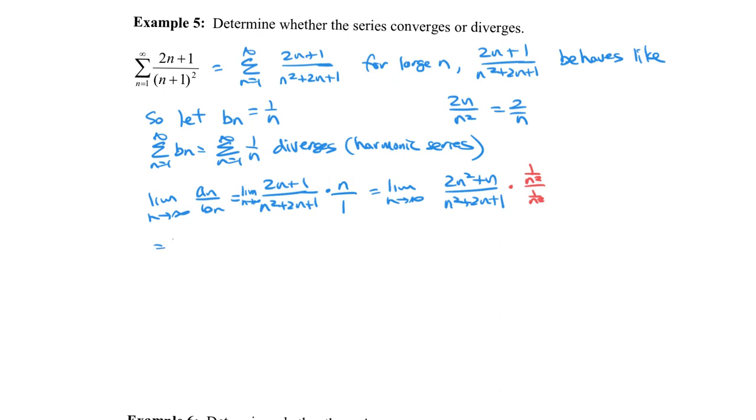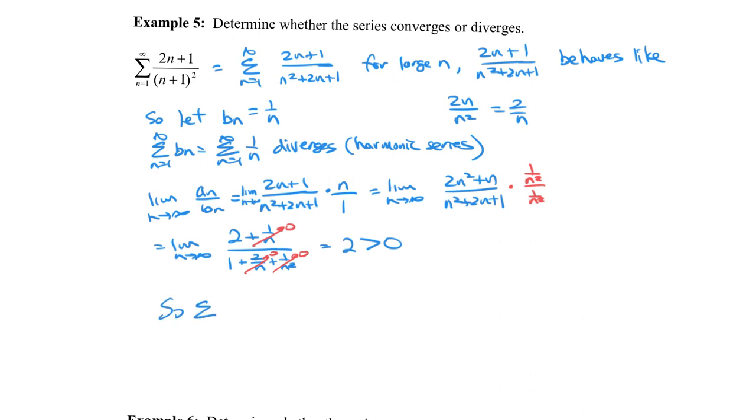So this will give us the limit as n approaches infinity. And we'll get, let's see, 2 plus 1 over n on the top, and on the bottom we get 1 plus 2 over n plus 1 over n squared. Okay, so now we take the limit. And basically all of these terms are going to go to 0, right? These will all go to 0. When we take the limit, we can make all of these as close to 0 as we want them to be. We just get 2 over 1, which is just 2, which is greater than 0.